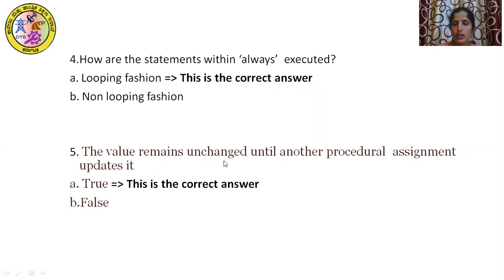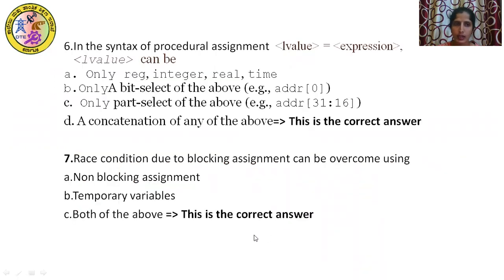The value remains unchanged until another procedural assignment updates it. So whether the statement is true or false. In case of procedural assignment, obviously it is true. Whereas it is not the same in continuous assignment. So this is the right answer: the value remains unchanged until another procedural assignment updates it, in case of procedural assignment.